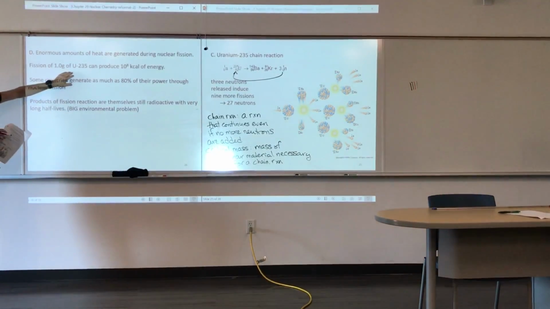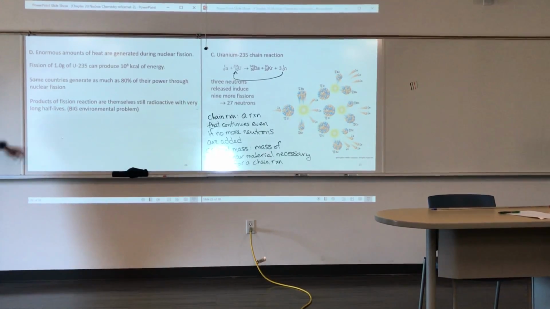So fission of 1 gram produces a ton of energy. Some countries generate as much as 80% of their power through nuclear fission. And the products of fission reaction are themselves radioactive with very long half-lives, which is, of course, a big environmental concern. Why would people do nuclear fission, get their power from nuclear energy? Does anybody have any ideas?